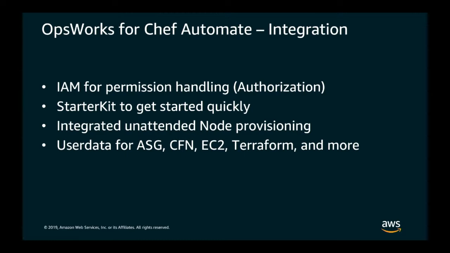And then I think most importantly, the coolest feature that I find is the unattended node provisioning. So one problem that you have if you use Chef Server, Chef Automate is how do you actually authorize the various machines or the nodes to the server, right? Like you don't want to pass credentials per SSH, you don't want to hardcode them on AMIs.